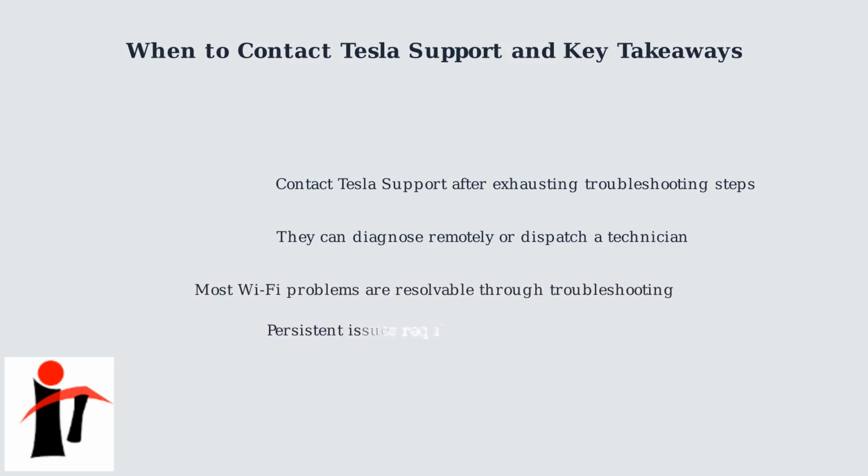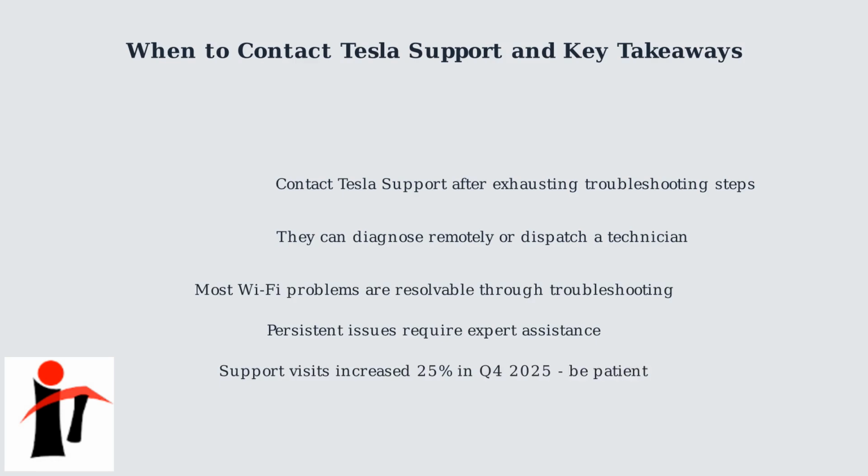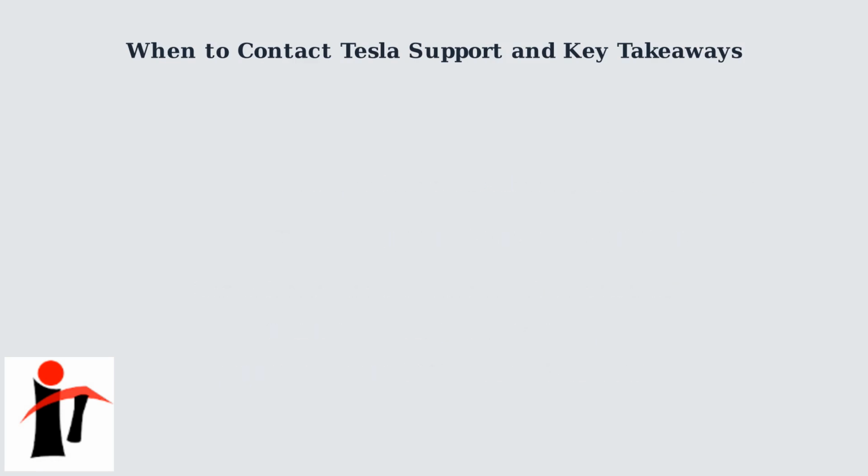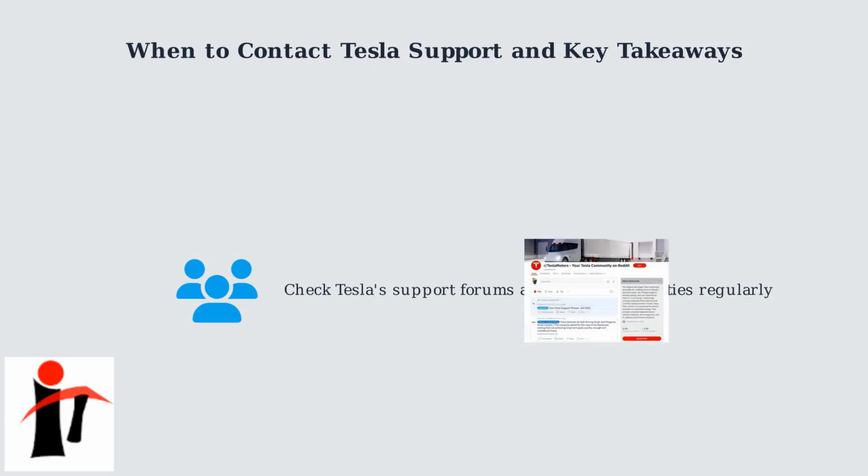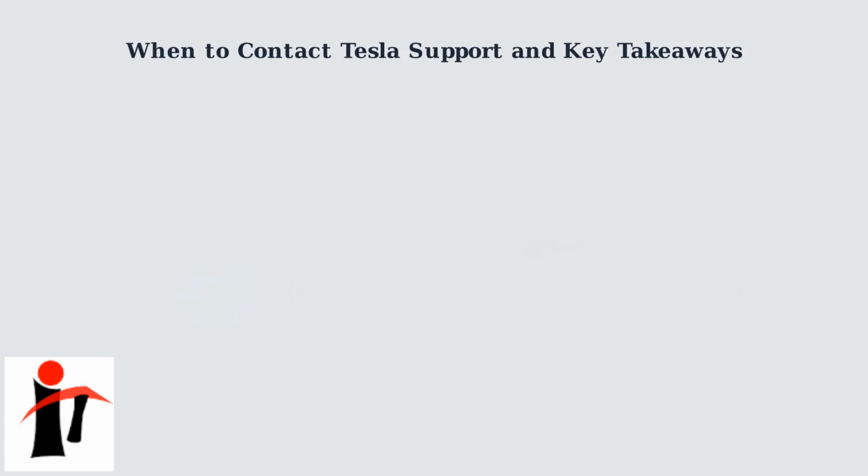Remember that while most problems are fixable with proper steps, some complex issues like hardware faults or severe interference require professional help. Regularly check Tesla's support forums and user communities like Reddit for the latest solutions, workarounds, and firmware updates from other users. Key takeaway: document your network setup, troubleshooting steps, and error messages before contacting support. This helps technicians resolve your issue faster and more efficiently.